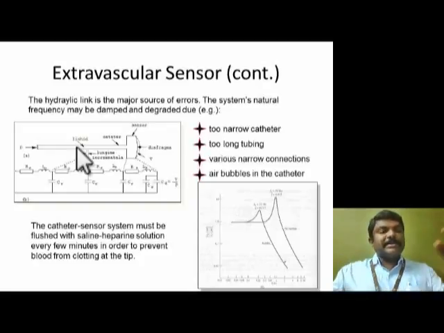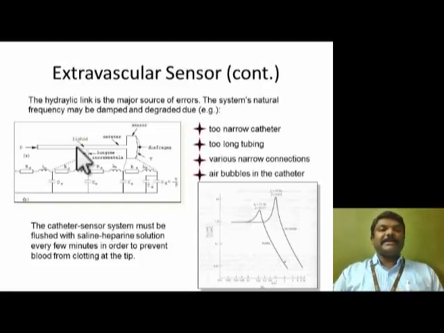So the pressure sensed by the catheter and the actual pressure measured by the sensor will be different values. There will be a gap between the actual pressure and the measured pressure. So there is a drop in the accuracy. That is a very important thing.